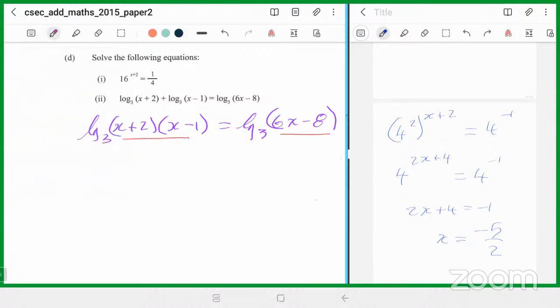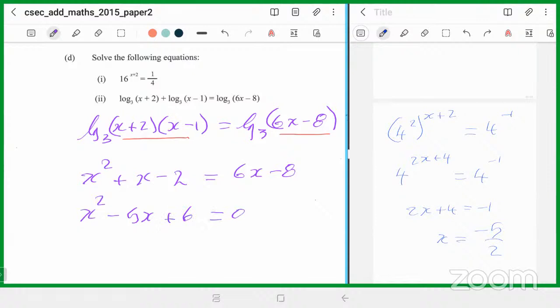We're going to expand this side, and it will become x squared. The middle term comes from the far product and the near product, that's 2x minus x, so the middle term is just x, a plus x. And then 2 times minus 1 is negative 2, and that is equal to 6x minus 8. Transposing into a quadratic equation, moving these over here, I get x squared minus 5x plus 6 equals 0.